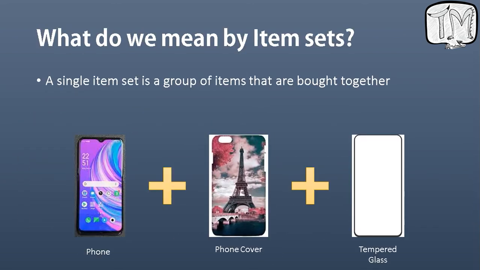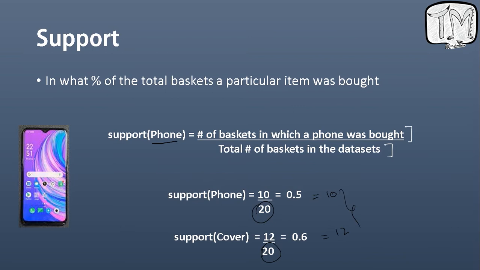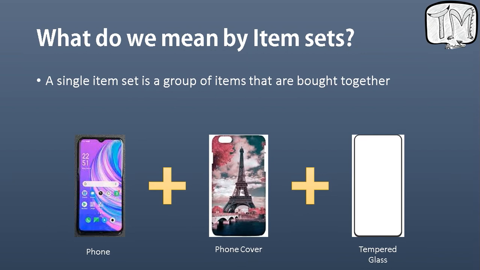So for example, let's say we have three items: phone, phone cover, and tempered glass, okay, and we found that tempered glass is infrequent, okay. By infrequent we mean that it does not have the minimum threshold or minimum support. So as we saw here, if we put our threshold as 11, our phone does not qualify, so we won't call it frequent. But phone cover has a support of 12, which is greater than our threshold support of 11, okay, so we will call it frequent.